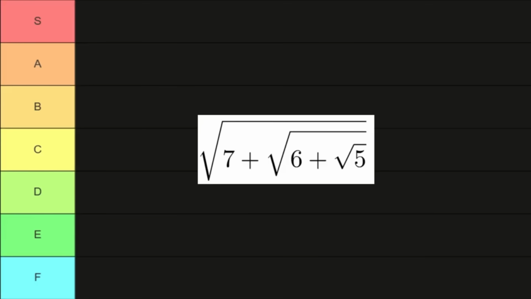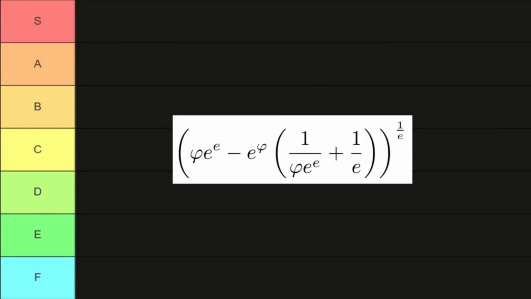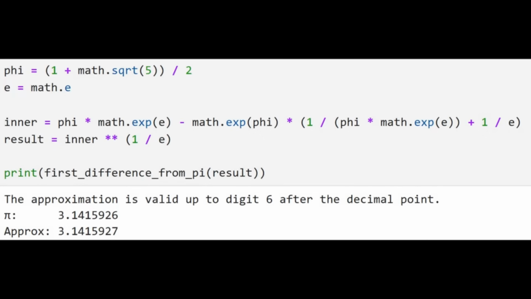We've got nested radicals, and 3 digits isn't terrible. D tier. Now this one is a bit ridiculous. It feels like someone tried to cram as many famous constants as possible into one expression. This somehow gives a pretty good approximation of pi.